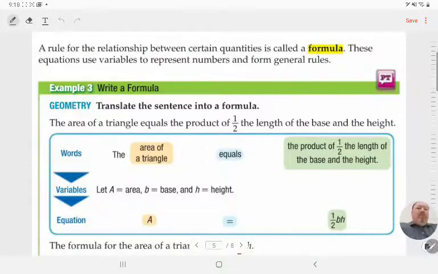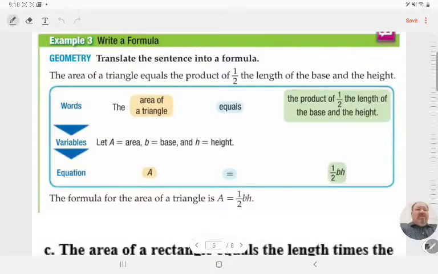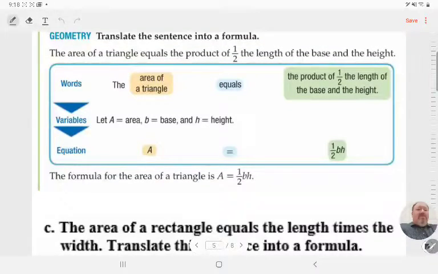Now, a rule for relationship between certain quantities is called a formula. These equations use variables to represent the number and form general rules. So we translate a sentence into a formula. For example, the area of a triangle equals the product of 1/2 the length of the base and the height.